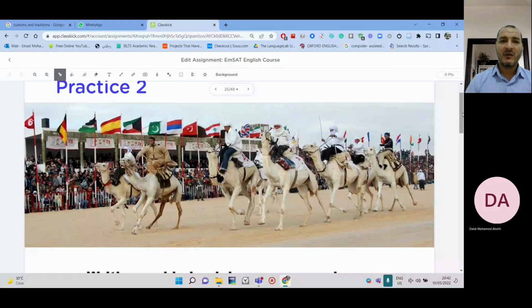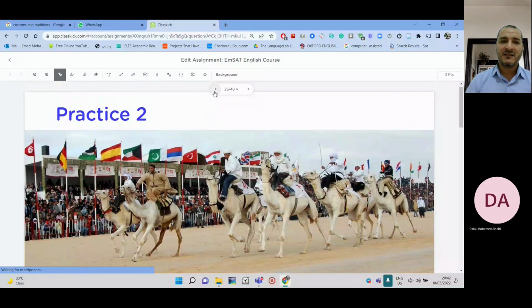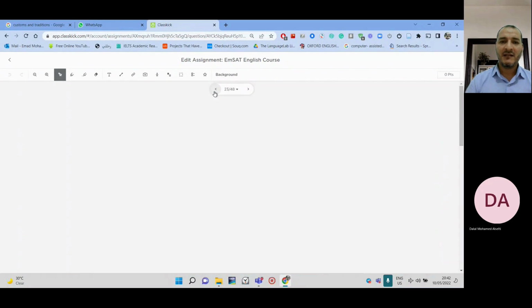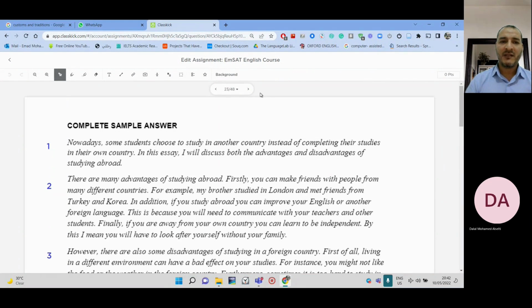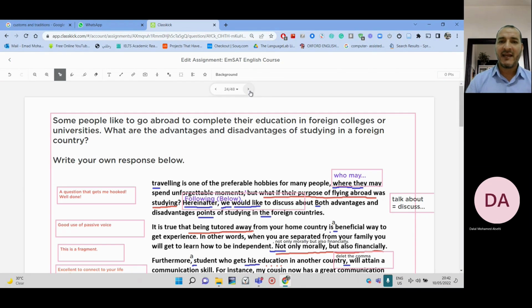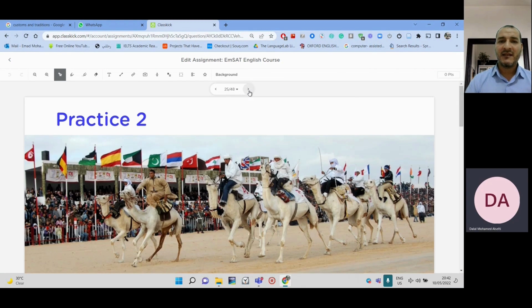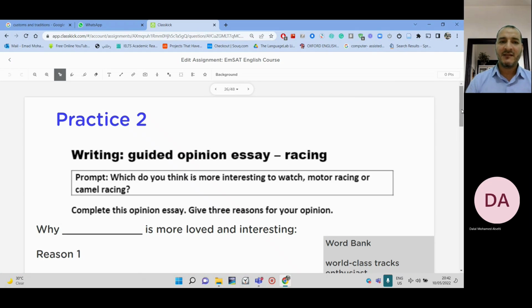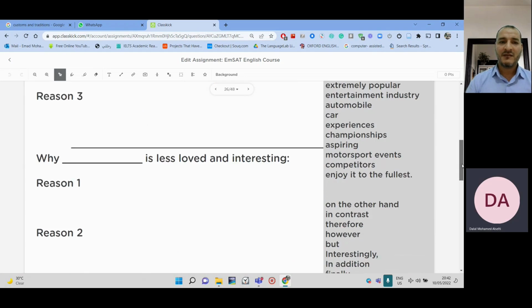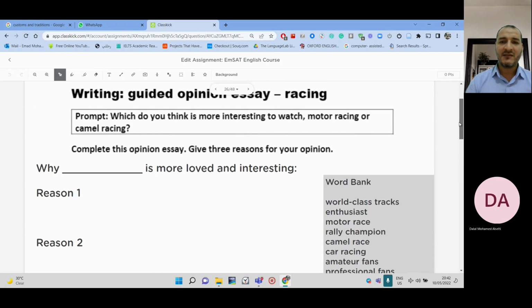So this is practice 2 from here. Now there's something to choose here. Practice 2 is about camel racing and motor racing. It's slide number 25. From slide 25, and then you will have slide 26. This is just an organizer.